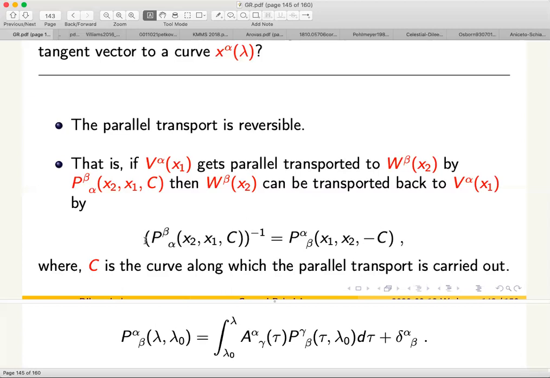So the reversibility just tells you that the parallel propagator is invertible. One can actually show that the parallel propagator is invertible if the metric is non-degenerate.